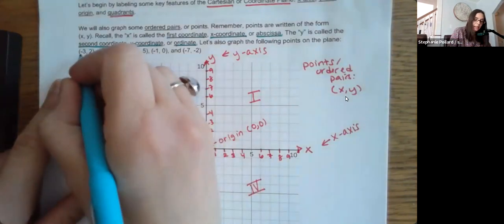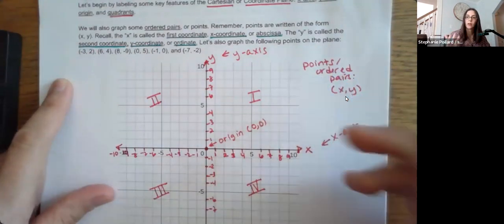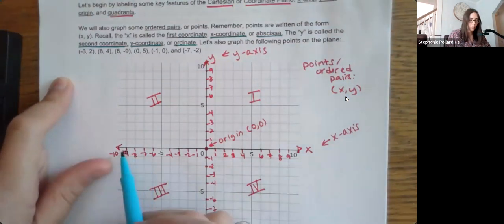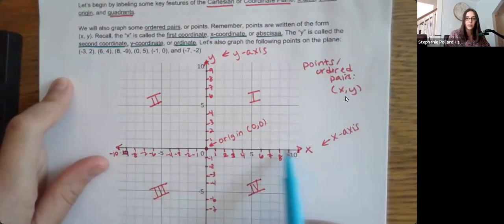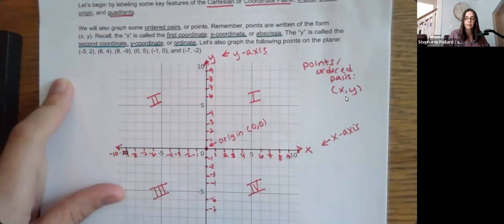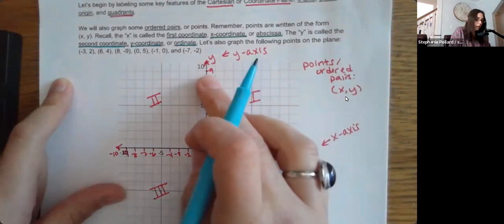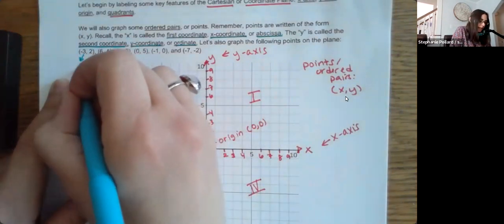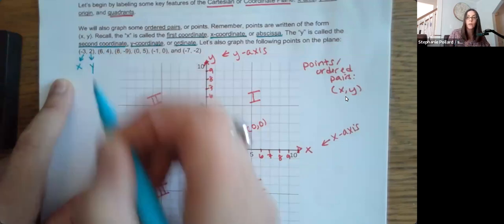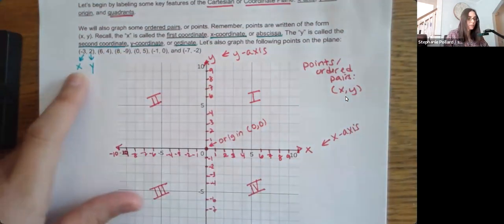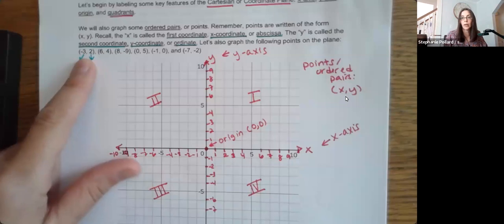So remember, it is ordered, so it's important the order that you're reading it. Again, whatever is on your horizontal axis comes first, and then your vertical axis comes second. So here we're using x's and y's. That means the first value is x, and the second value would have to be the y. Now, each of these pairs creates just one single point.